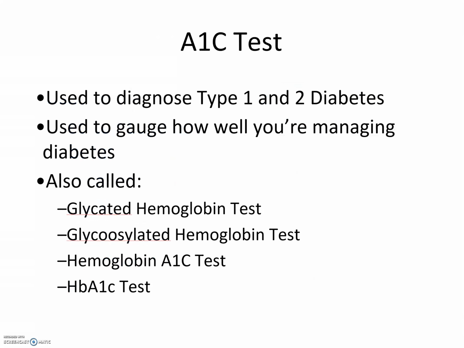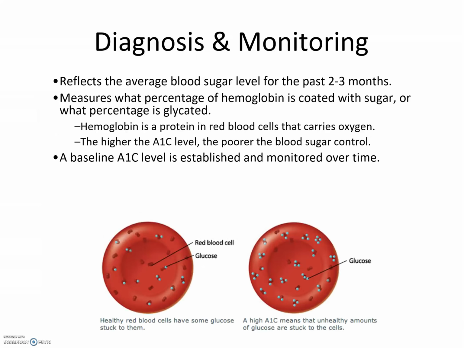An A1C test is what we refer to when a diabetic takes these results over a matter of a couple months, turns them in to their doctor, and the doctor analyzes them. They can use it to be diagnosed or to see how well you're managing your diabetes. There are a couple other names for it. So to diagnose and monitor your A1C levels, you will take your blood glucose levels over 2 to 3 months, give them to the doctor, and they'll look at what your baseline level of glucose is. Remember that hemoglobin is in a red blood cell. It's a protein. It carries oxygen.